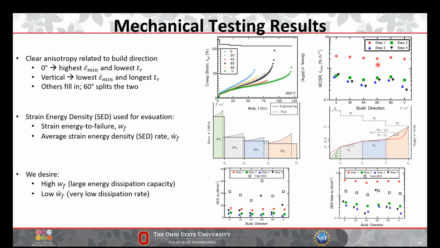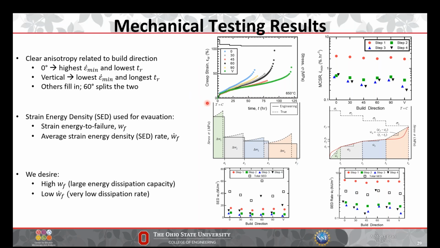And to sum it up here, these top two graphs, basically at 0 degrees, this has the highest minimum creep rate, which reads bad, and the lowest time to rupture. So it breaks quickly, right? The vertical sample had the lowest minimum creep rate, which sounds good, and the longest time to rupture. And then the other directions sort of fill in, with 60 splitting the maximum and minimum, or the highest and lowest creep rates.